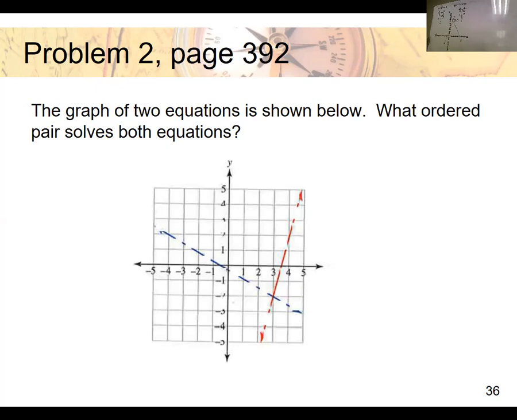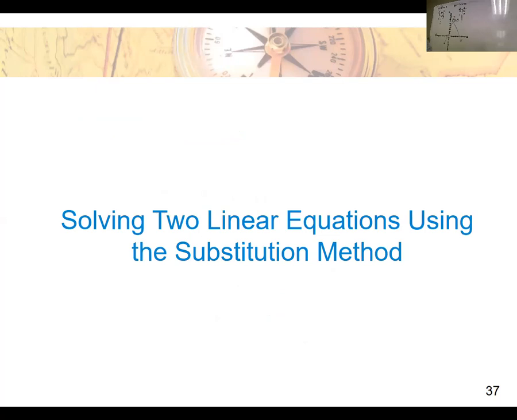Here we've got the graph of two equations shown below. What ordered pair solves both equations? It'll be (3, -2), because here's the point of intersection. Forgive me that these lines are not solid; they're supposed to be. But those two lines intersect at the ordered pair (3, -2). x is 3, y is -2. So the ordered pair (3, -2) satisfies both equations. Questions on that? Okay, I'll stop right here.